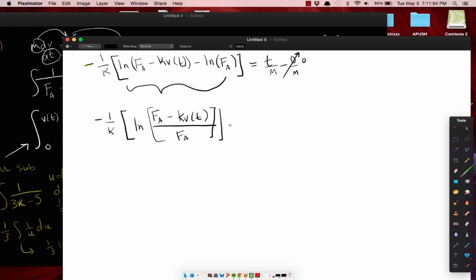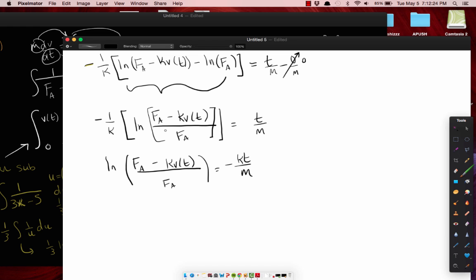And this is equal to t over m. So now we're going to rearrange some stuff. We're going to bring the negative 1 over k to this side. So ln of (f_a minus k v(t)) over f_a is equal to negative kt over m.